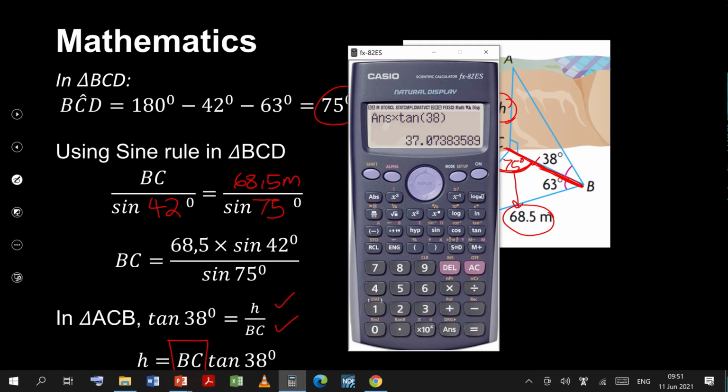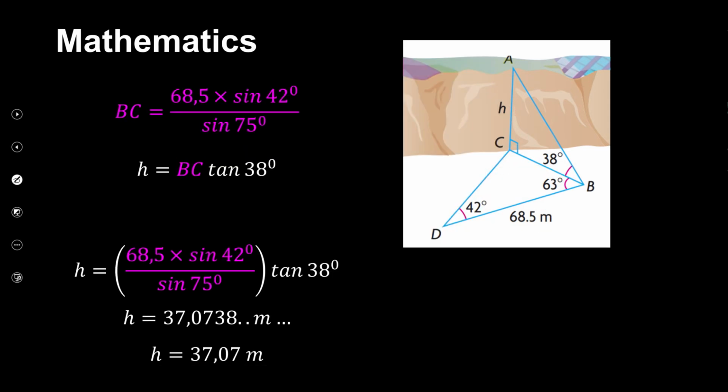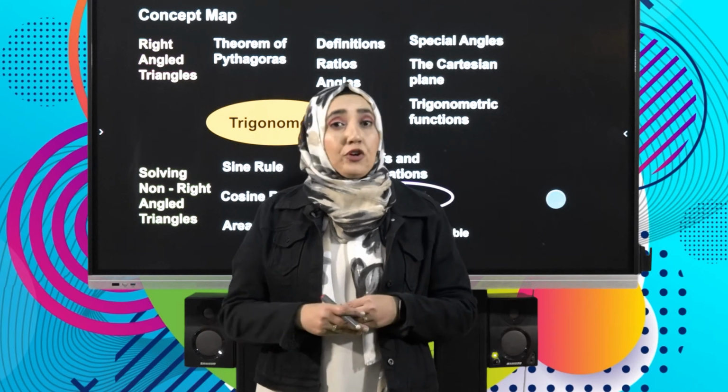So our value for h is approximately 37,0738. Okay, so BC times tan 38 is approximately equal to 37,0738. And remember, because we've substituted that value for BC into the calculator, you could either have done it in one step, like this, or the way we did it earlier. Rounding off to 2 decimal places, it's 37,07 meters.